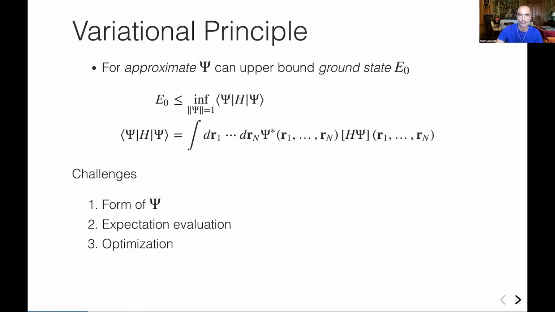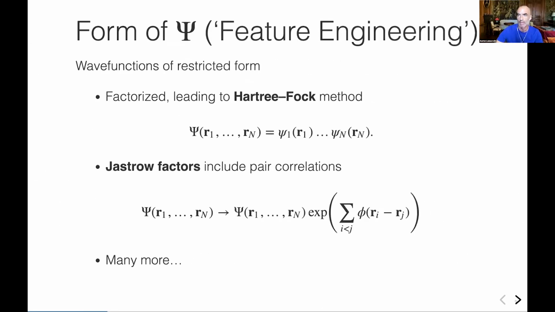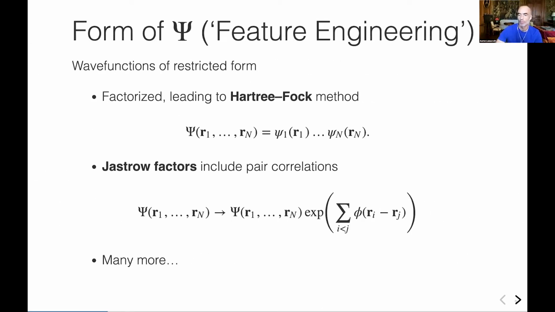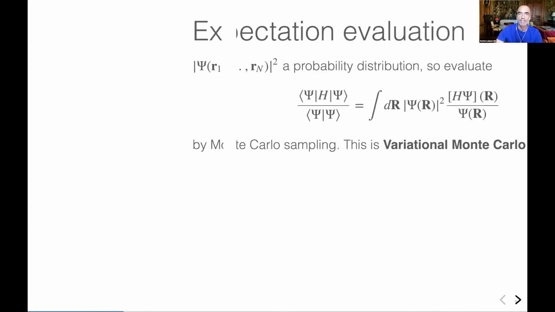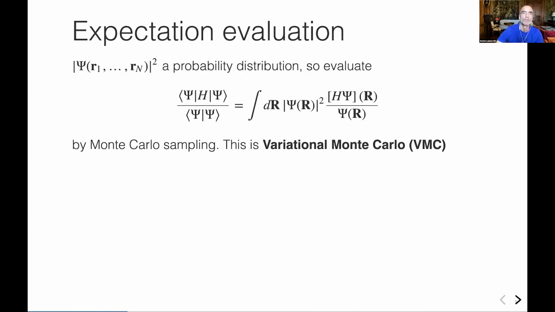So the challenge here is, evidently, finding a flexible family of wave functions, evaluating this expectation, and then doing the optimization. And historically, what's been done is a kind of feature engineering, where you have a succession of more involved approximations to the many-body wave function. The first one is the Hartree-Fock approximation, where you just have a product wave function over the different particle coordinates. And then you can make that more complicated with something called a Jastrow factor, which takes into account pair correlations, which depend just upon interparticle separations. And this is just the first two stages of a whole hierarchy of complicated approximations that have been developed over the last century.